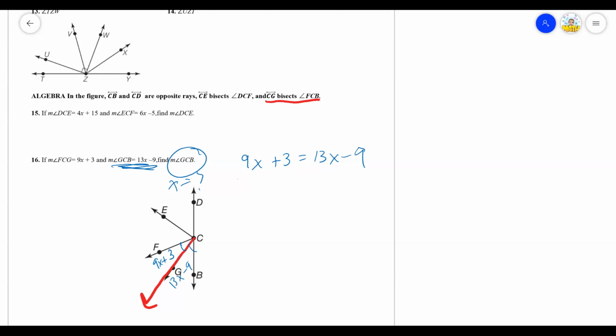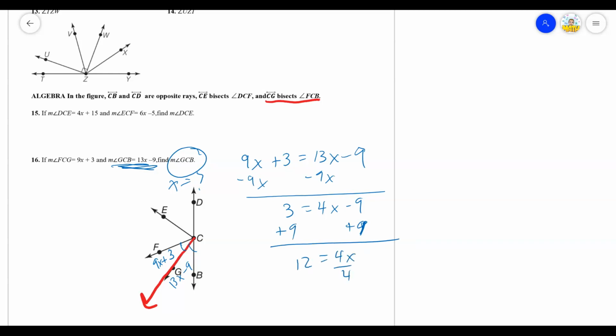Okay, so hopefully if you solve for x correctly, you subtracted 9x from both sides. So we have 3 equals 4x minus 9. And then I would add 9 to both sides. Oops, like that. So 12 equals 4x. And then we divide both sides by 4. So I have x equals 3.